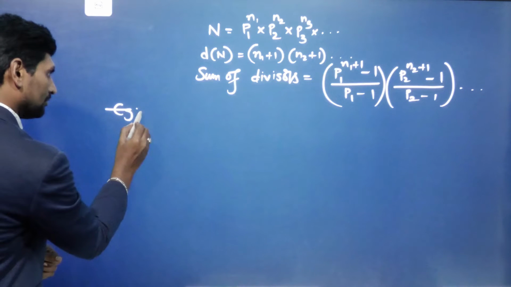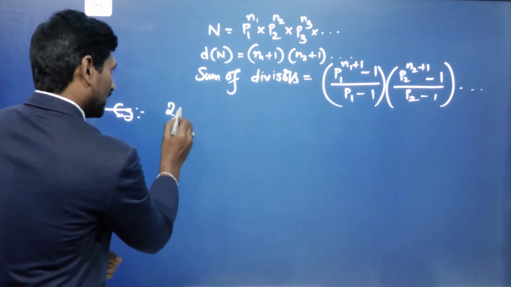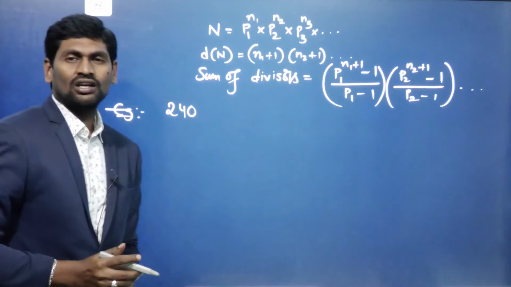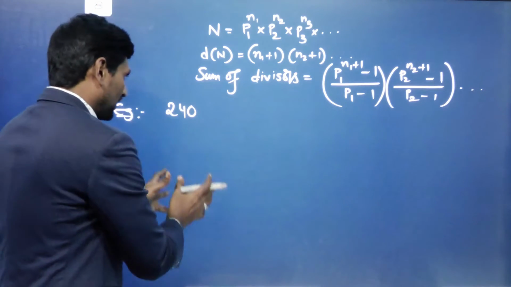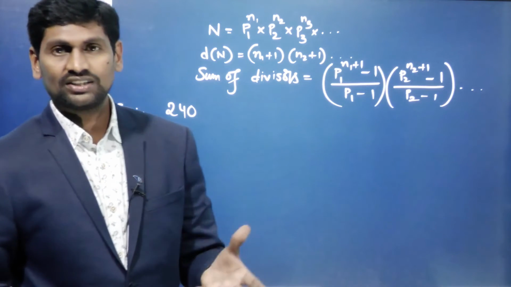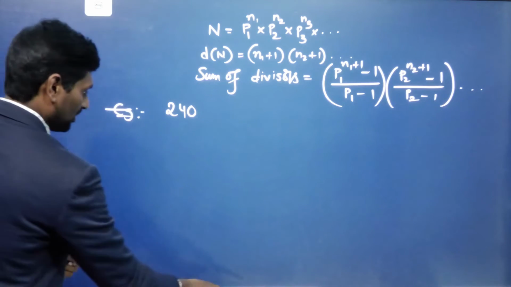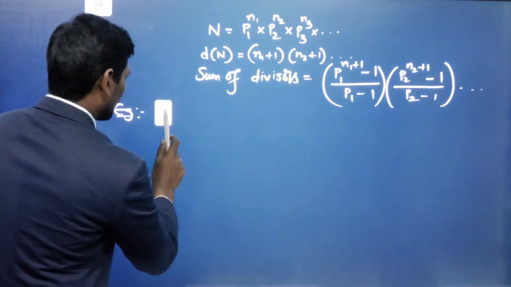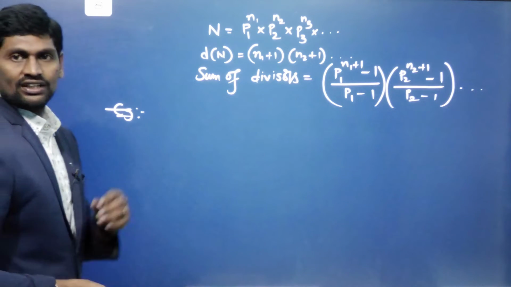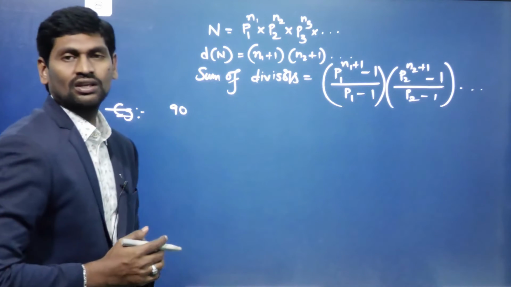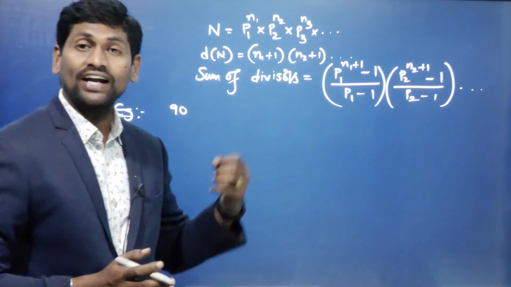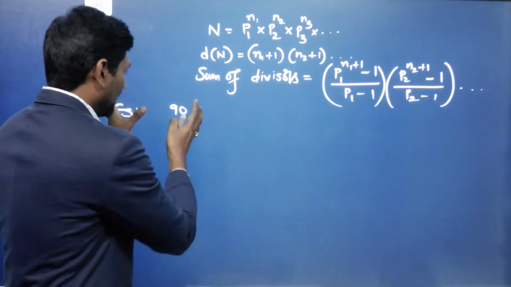For example, 240. 240 is a composite number. Let us take a smaller number because we have to use the general method also. So I am taking the number 90. Let us find the sum of factors in a general way.